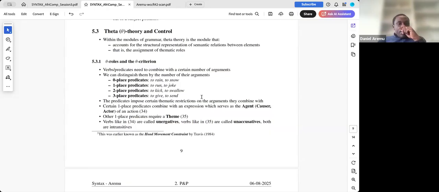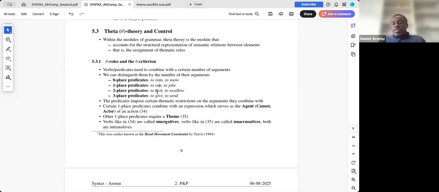Now, take that with a pinch of salt. I'm using noun phrases because that is the simplest way. Of course, we know that verbs can take bigger constituents, even a CP, a complement phrase, and not just noun phrases alone, right? But for now, let's just stick with assuming that two-place predicates are verbs that take two arguments, for example, two noun phrases.